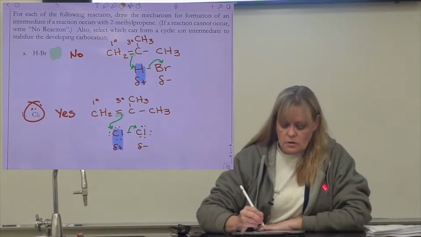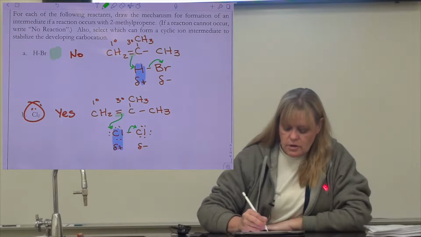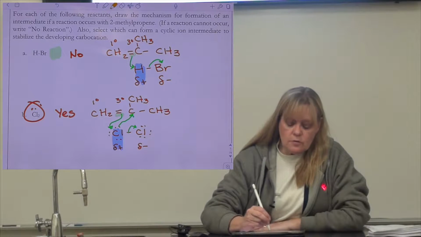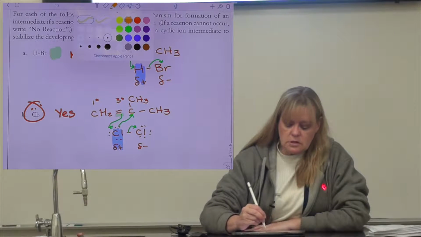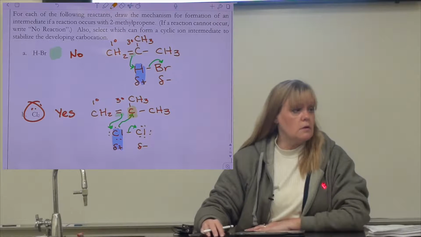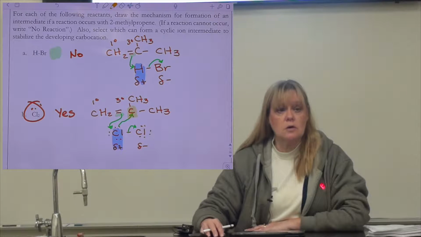I think we'd gone over this in part B, but just to refresh your memory, you're still watching for where the carbocation would start to develop. The tertiary would be the correct carbon, and so that's where the electrons go from the chlorine to stabilize the developing carbocation, and that's how you do the arrows.